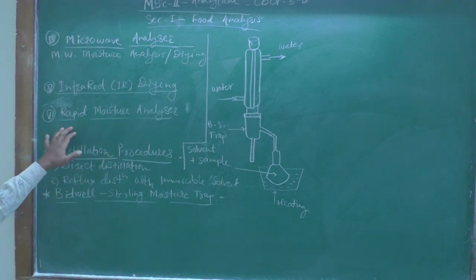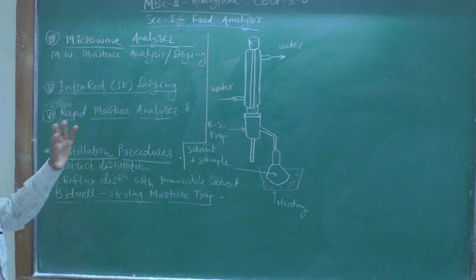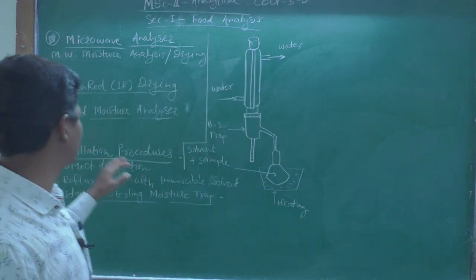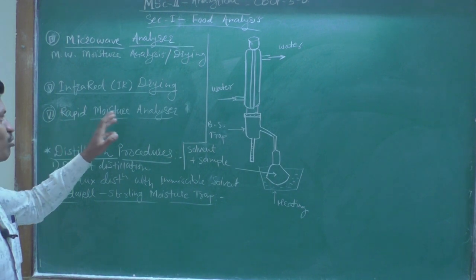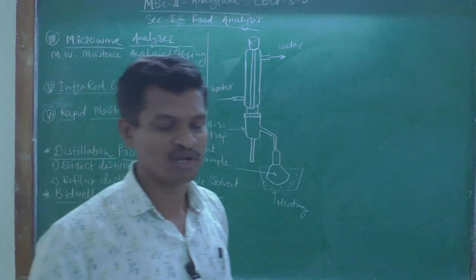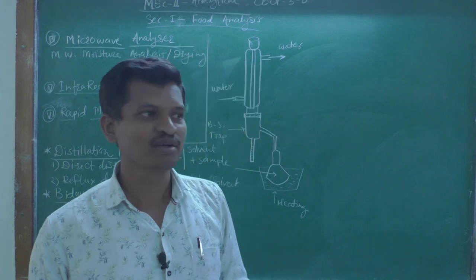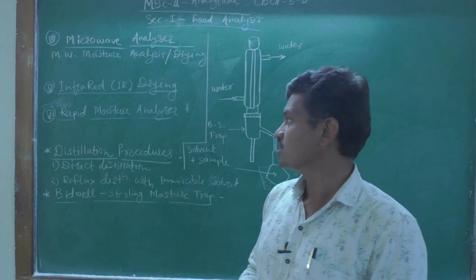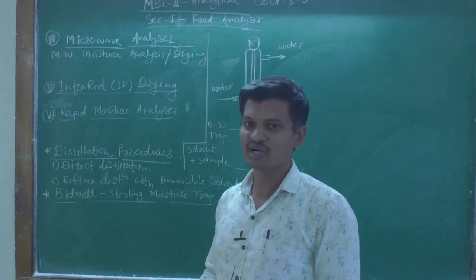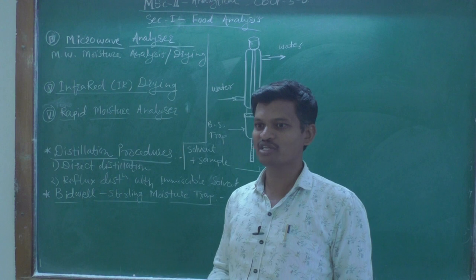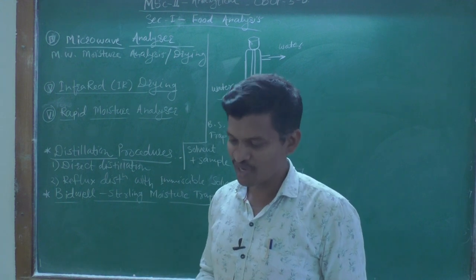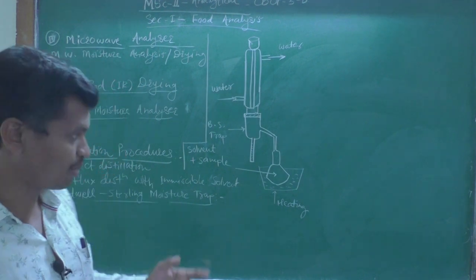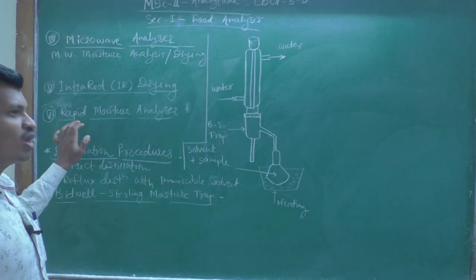Then the sixth technique is the rapid moisture analyzer. Rapid means it is a very fast technique for moisture analysis in the food sample. This is an automated technique, and it gives very fast and accurate results. Because of the automation, the results obtained from this type of technique are very accurate and very rapid.